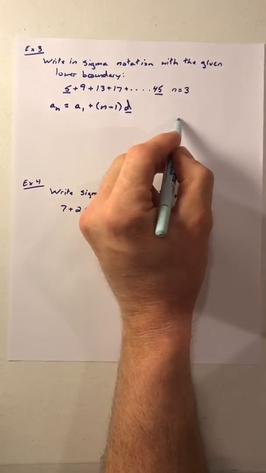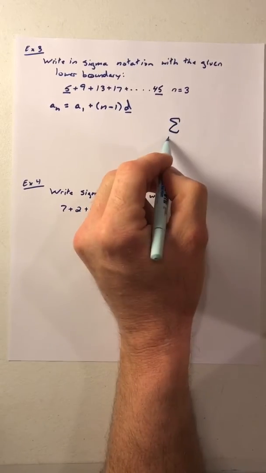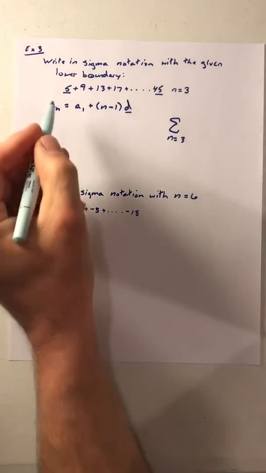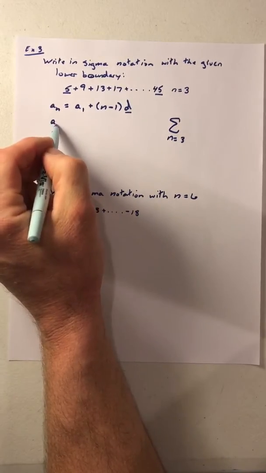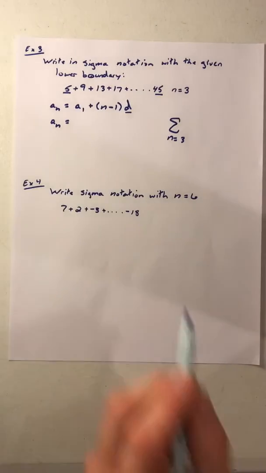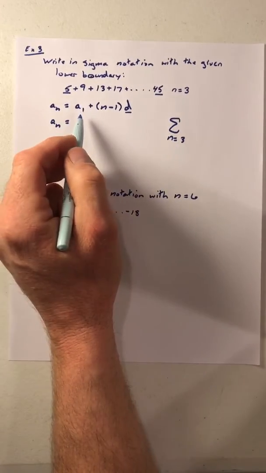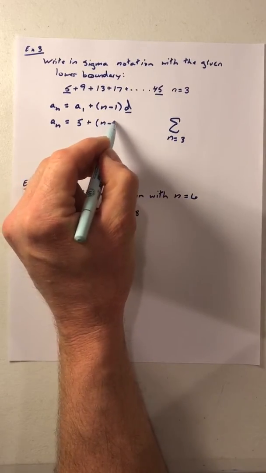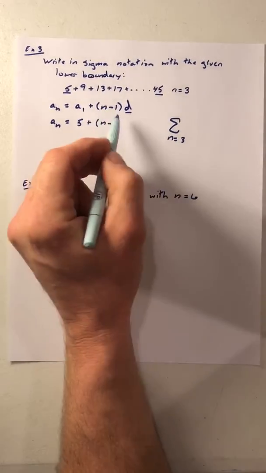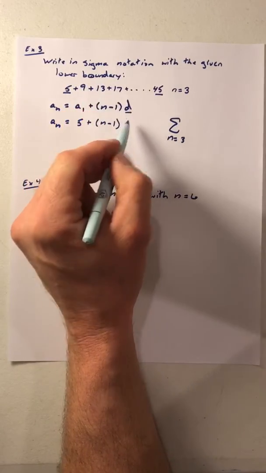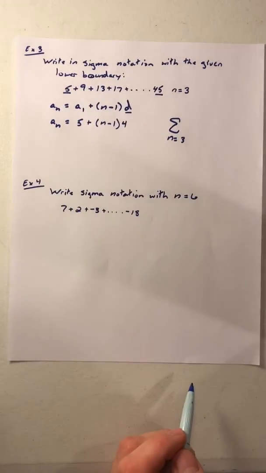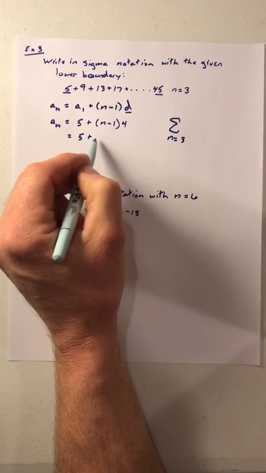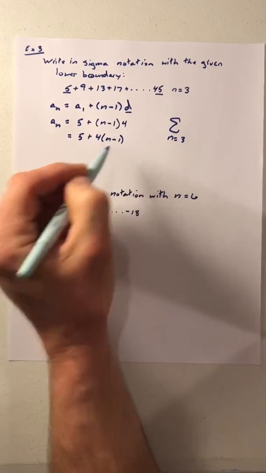So as I build my sigma, I know that I've got to start at n equals 3. Well, what is my equation going to be? Well, I know that my nth term is going to be given by my first term, which in this case is 5, plus n minus 1. I want it in general terms of n. I know my common difference is going to be 4. So I multiply that by 4. So in general, my equation is 5 plus 4 times n minus 1.